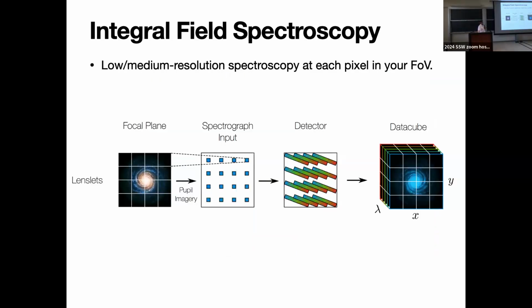Okay, then moving on to the IFS, the integral field spectroscopy. As I said, it provides low and medium resolution spectra. It does this by putting the field of view through a lenslet array. These lenslets focus the light, which is then dispersed on your detector, and then some magic happens to reconstruct your data cube, which has an X and Y, the standard spatial axes, and then the Z-axis is the wavelength.